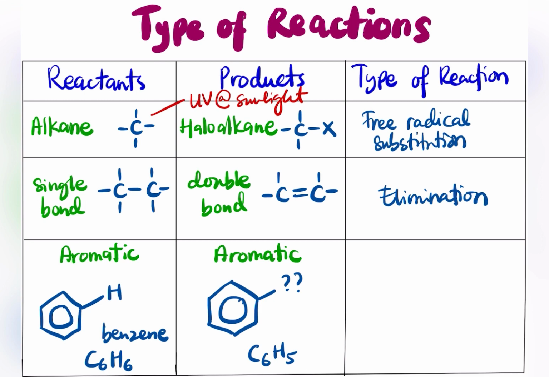I got aromatic compound. So for aromatic compound, the reaction only happens at the hydrogen which is attached to the ring. So for aromatic compound, you know that this compound contains a benzene ring. For example, I take benzene itself as an example with its molecular formula C6H6. So I know my final type of reaction, I will put the word aromatic.